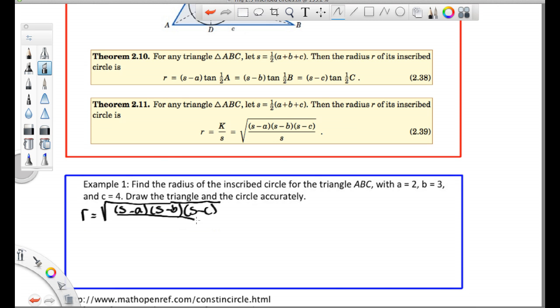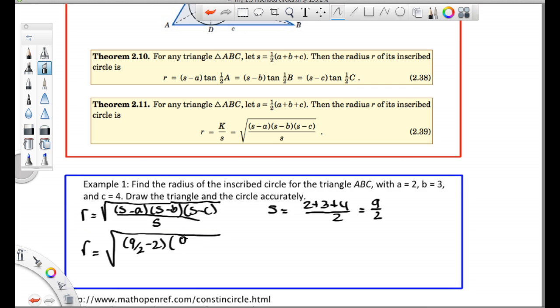all divided by s. Okay, and we know that s is the semi-perimeter, so we need to add all the sides, 2 plus 3 plus 4, and we're dividing that by 2, so that is 9 over 2. Well, then the radius would be the square root of that mess, so I need a little more room here because I need to write 9 over 2 minus 2 times 9 over 2 minus 3 times 9 over 2 minus 4, so I take the semi-perimeter and subtract each of the sides, all divided by 9 over 2.